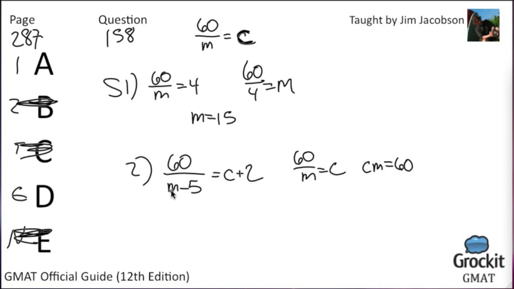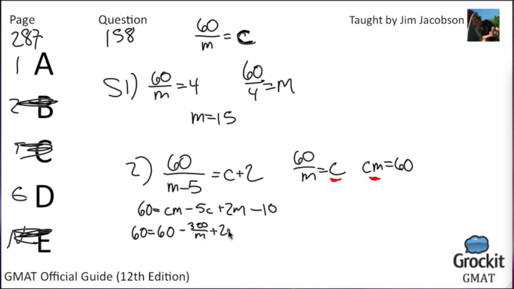With this one, I personally went about it differently from the way that they explained it in the official guide. I actually just went ahead and simplified this expression rather than working both of them simultaneously. So I did it and then I substituted. Multiply both sides times m plus 5. So that ends up being 60 equals cm minus 5c plus 2m minus 10. But because I have both values for c and cm, I just substituted those in. So 60 equals 60, because I have the value for cm, minus 5c, so 5c is 5 times 60 over m, which is 300 over m, plus 2m minus 10.